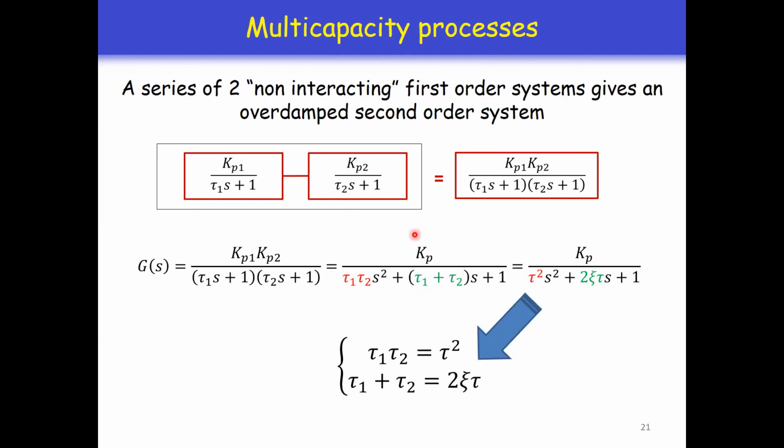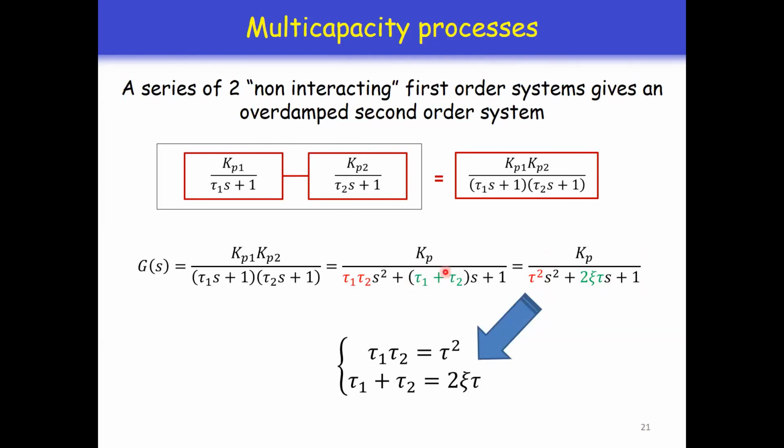Is this expression in the middle? This is basically what you get from the product of the first two. So this really looks like a second-order system. However, what is the standard form of a second-order system? Kp divided by tau squared s squared plus 2 psi tau s plus 1. And so guys, in this specific case, what is tau squared? It is the product of the two taus.